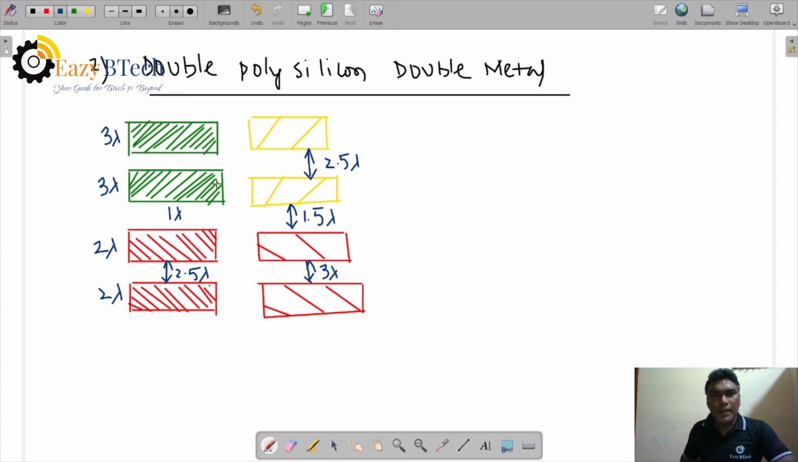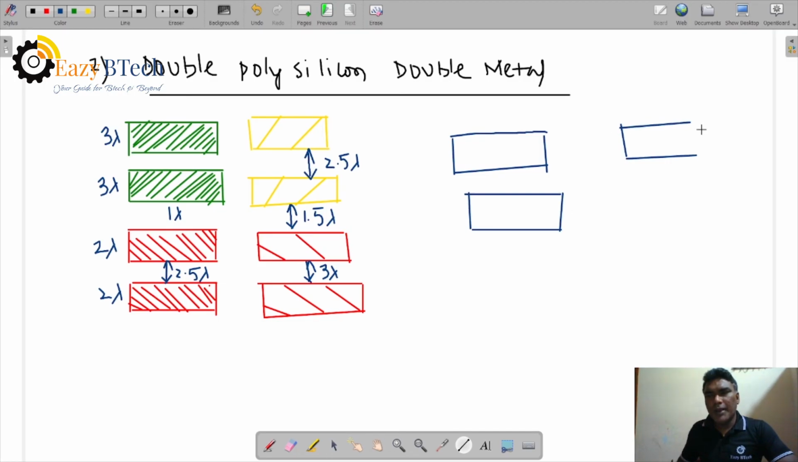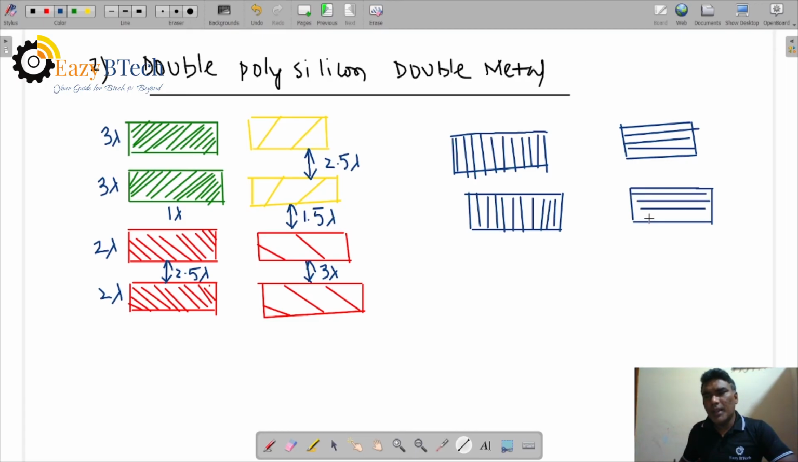This is 3 lambda. Now metal 1, metal 1 distance, double metal, two metals, metal 1, metal 2, same. But dimensions are different. Two polysilicons and N diffusion, P diffusion, separation. So dimensions are different. So this is used in CMOS, CMOS inverter, right? Let us see this one. So metal 1 is vertical line, metal 2 is horizontal line, right?